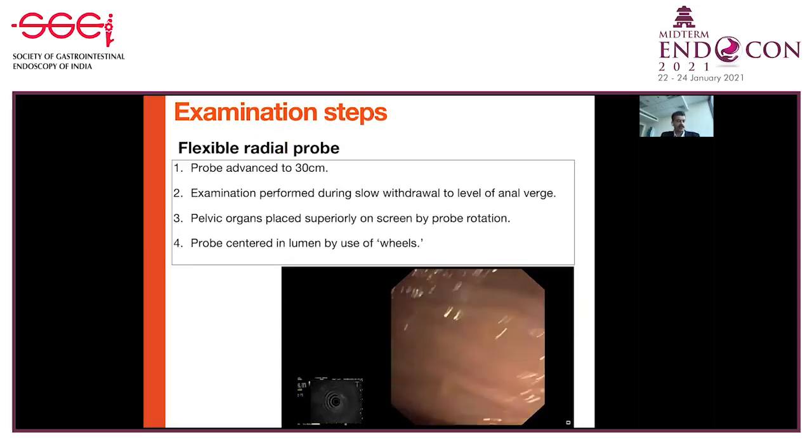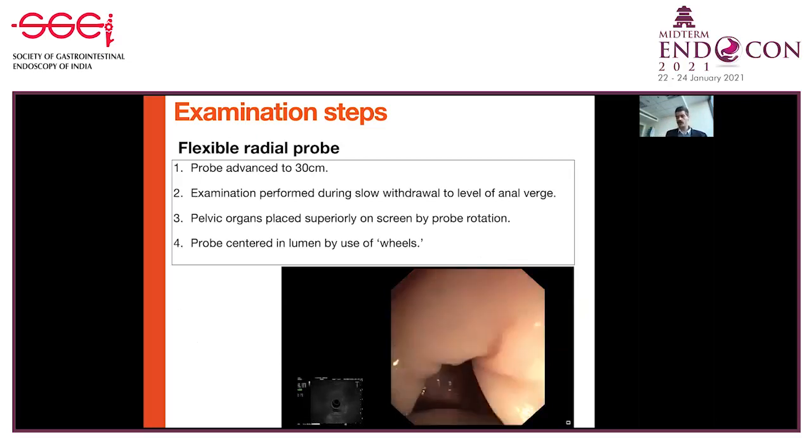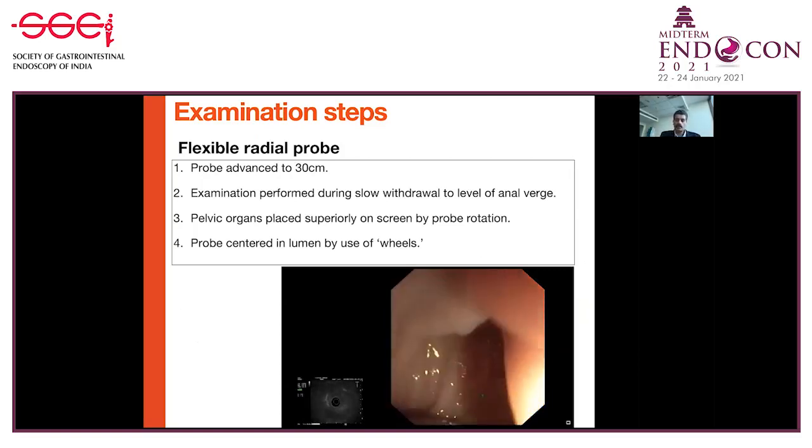We start by instilling around 100 cc of water to flatten the upper part of the rectum. We can add more water, but if you overfill the rectum with water, it will often mobilize the stool from the proximal rectum and may be counterproductive. We advance the flexible EUS instruments to a depth of around 30 centimeters from the anal verge.